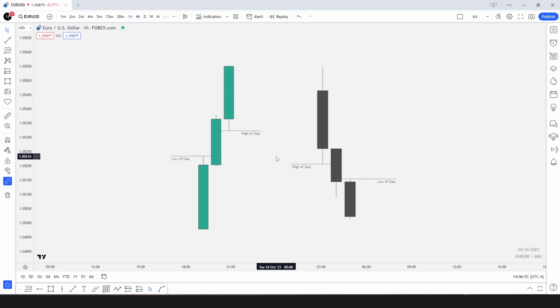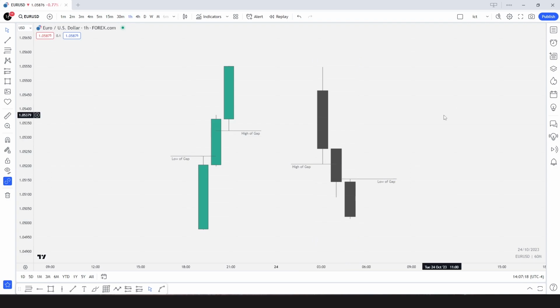In the bearish example, you can see we have the first candle which trades low, the second candle which trades lower, and then the third candle which trades through the second. Now again, we take the low of the first candle in this instance, and then the high of the third candle in a bearish example, and then between these two we have a gap.